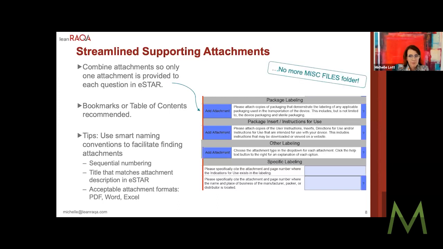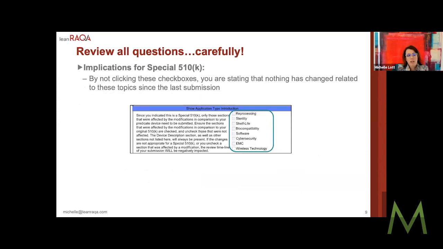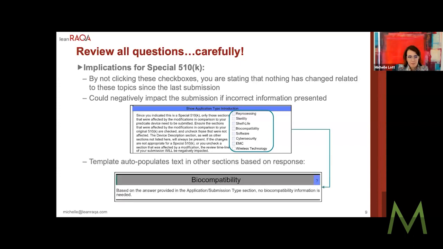510(k)s. So you need to review all the questions carefully, because like I said, it will either open up or shut down different sections. This can be really tricky if you're submitting a special 510(k). You need to know which testing you need to turn in to support your special 510(k). And it could negatively impact or slow down your submission if the incorrect information is presented or incomplete. So the template auto-populates text in other sections based on your response.